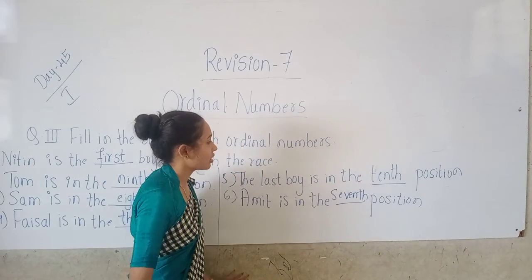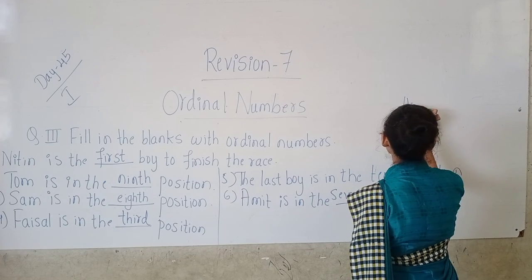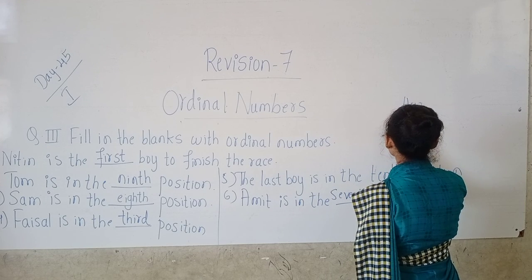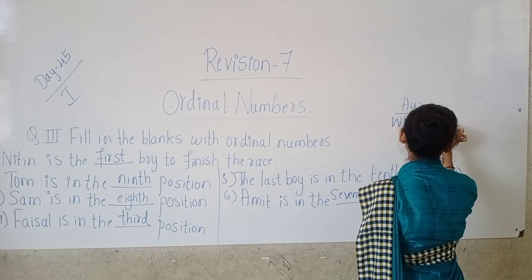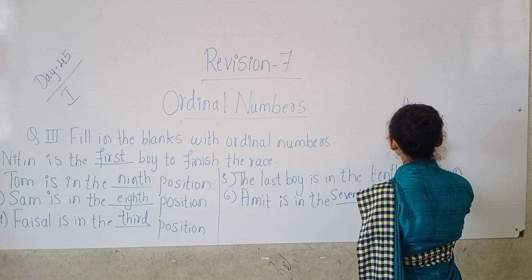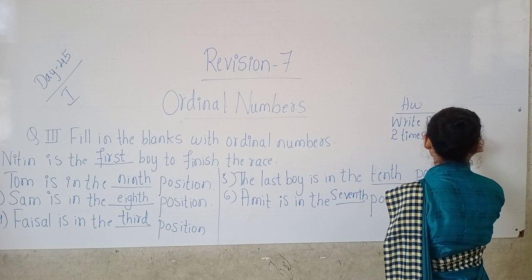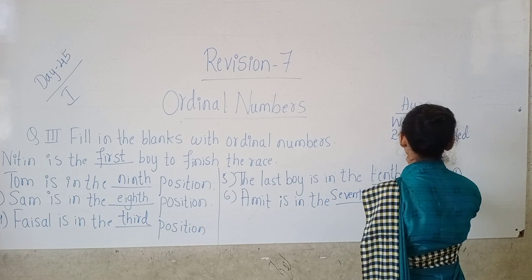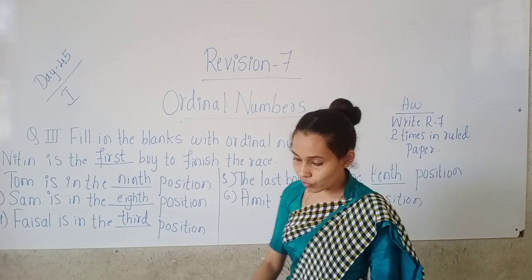Okay. You have to write all these questions in the rule paper 2 times. This is your homework, children. Write revision 7 two times in rule paper. Okay, this is your homework.